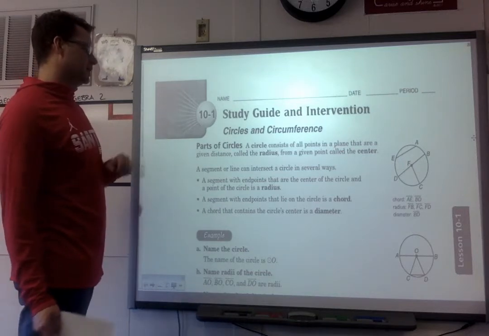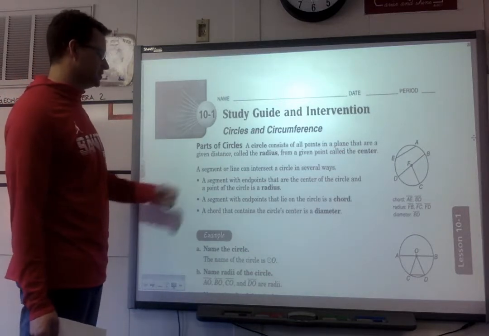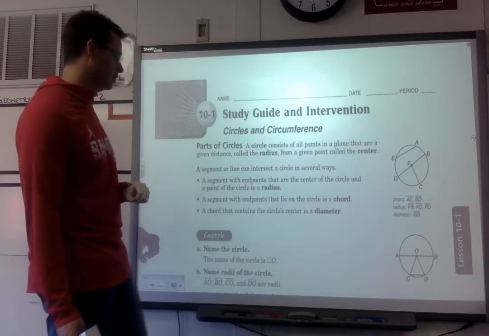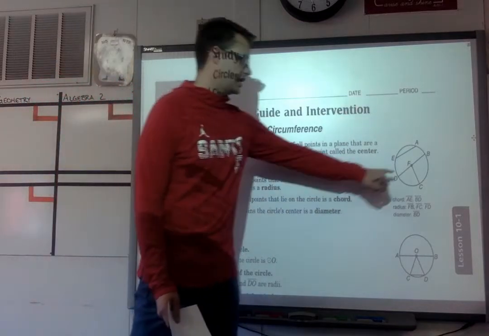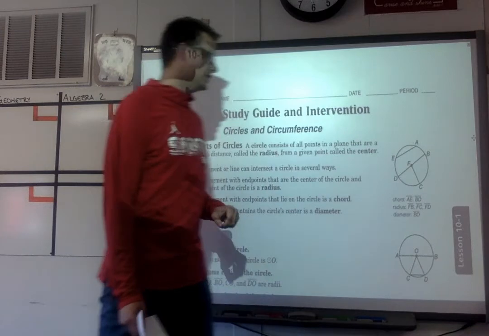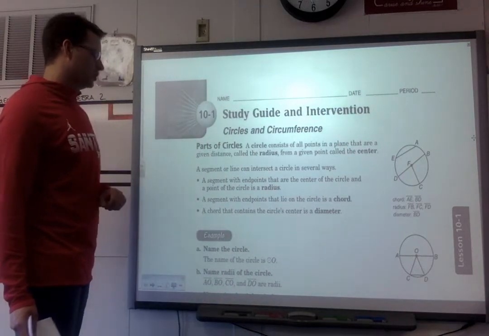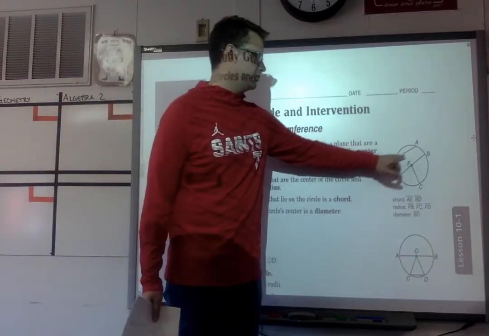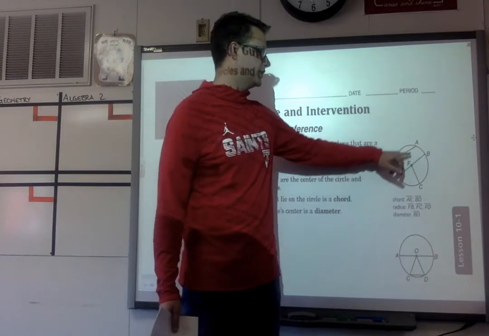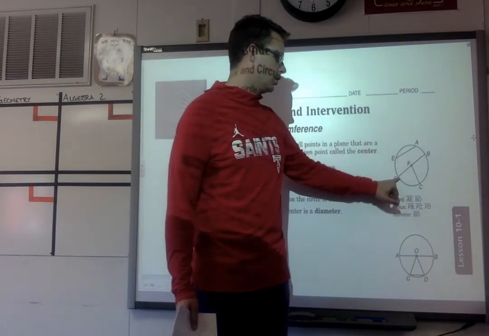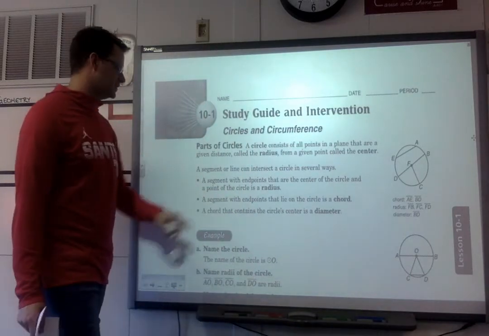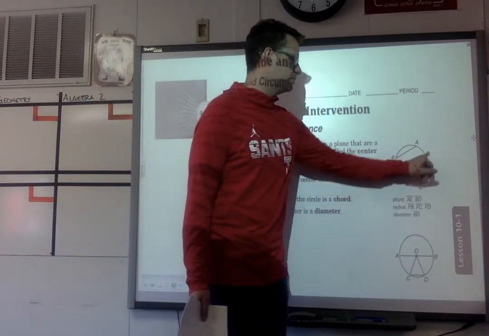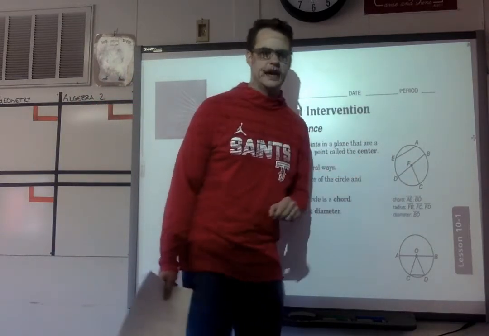A segment or line can intersect a circle in several different ways. Like I just said, a segment with endpoints that are the center of the circle and a point of the circle is the radius. So again, it goes from the center to any point on the circle. Then we've got a chord, which is a segment with endpoints that lie on the circle. So here, any segment that has two endpoints on the circle, so AE could be a chord, or BD could be a chord. Then we've got the diameter, which is a chord that contains the circle's center. So in this case, BD is both a chord and the diameter.